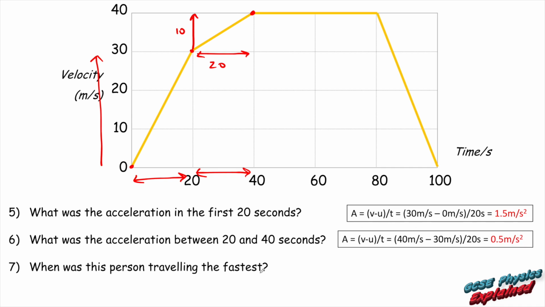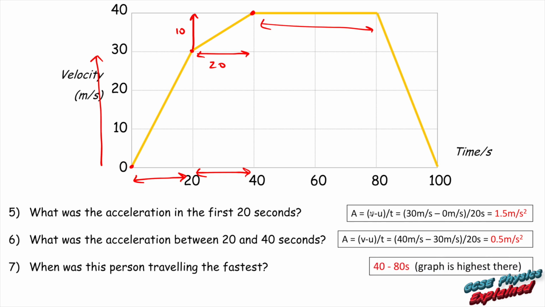And when was the person travelling the fastest? Well, it's a velocity time graph. So travelling the fastest was 40, and it's travelling at that speed between sort of 40 seconds and 80 seconds. Okay.